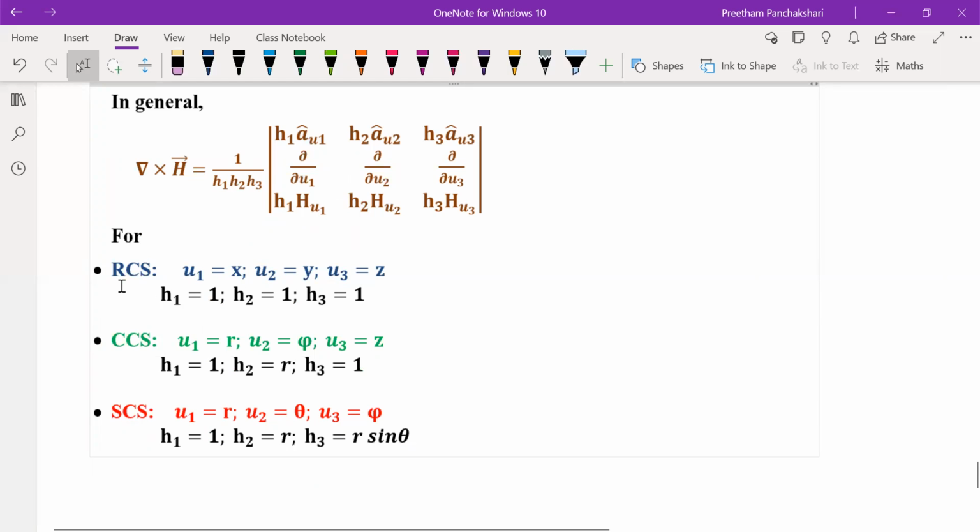Similarly, the components of H. When you want to write del cross H for the rectangular coordinate system, we can substitute h1 equal to 1, h2 equal to 1, h3 equal to 1. u1, u2, u3 are designated as XYZ. Similarly, by making these corresponding changes, we can get those expressions that I discussed in the previous part. So remembering this one is quite easy compared to remembering three different equations for writing del cross H. So this completes the derivation for the point form of Ampere's law. Thank you.